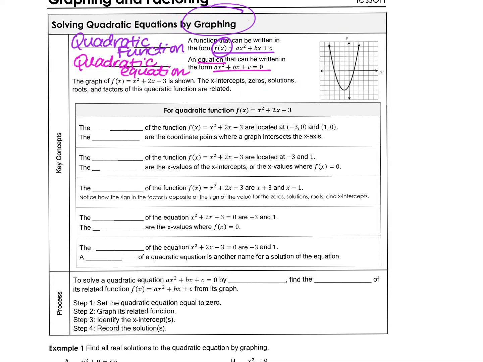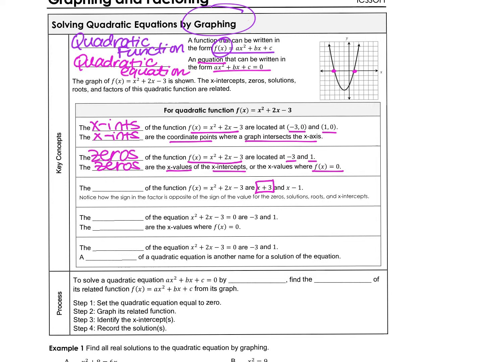So it says if we have the same function, blank are located at (-3, 0) and (1, 0). If you notice, those are your x-intercepts. The x-intercepts are the coordinate points where your graph intersects the x-axis. The next part, we have our function f of x. It's located at negative 3 and 1. These are called your zeros. So your zeros are the x values of your x-intercepts, which means when y is 0, that's what those values will be.